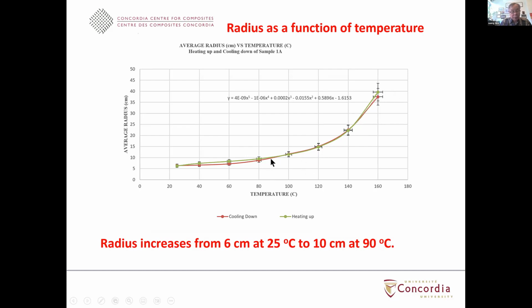So I would say that within the operating temperature range, in the sense that if the piece is operating from room temperature up to 90 degrees centigrade, you have a fairly small increase of the radius, and it's fairly linear from that point of view.